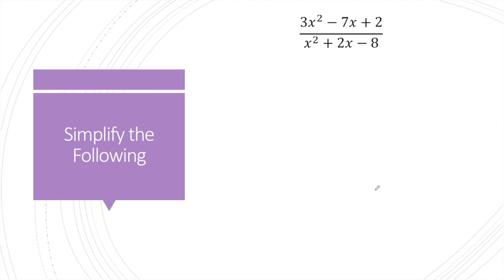Let's take a look at another example. I have 3x squared minus 7x plus 2 divided by x squared plus 2x minus 8. So for our numerator, we'll do the numerator on this side. I need to find the factors of AC, which is 6, that add up to B, which is negative 7. So I think I know that I'm going to have to look at two negative numbers that add up to negative 7. So I'm going to take negative 6 times negative 1. Now, our leading coefficient over here is not a 1, so we can't use our shortcut rule.